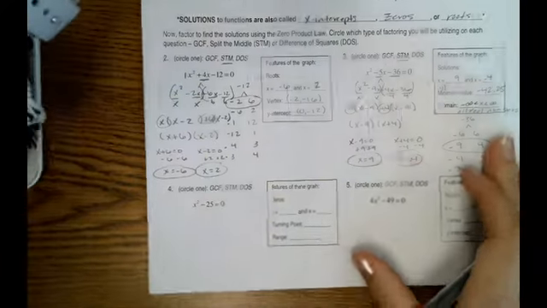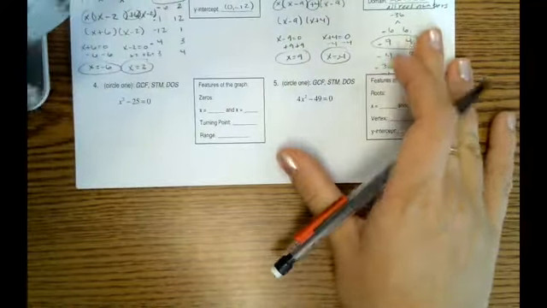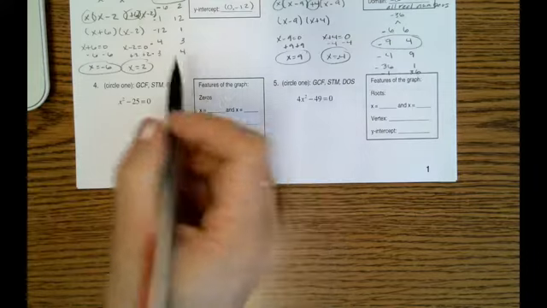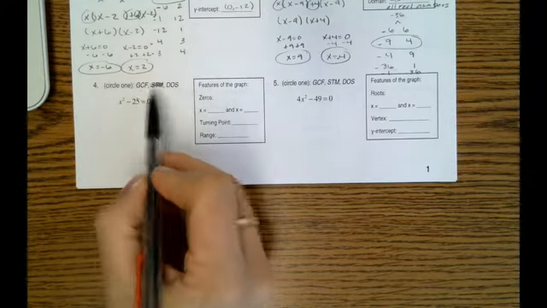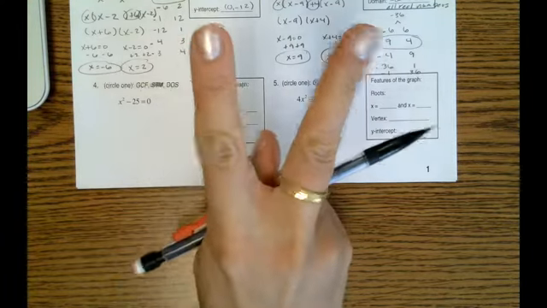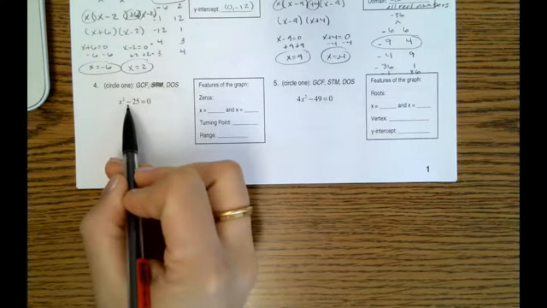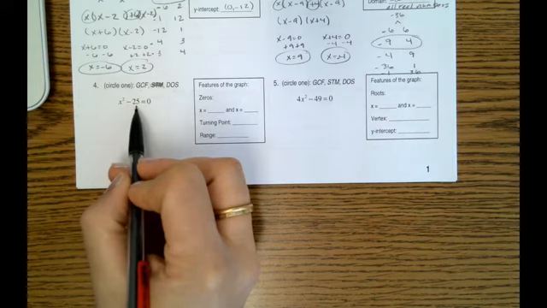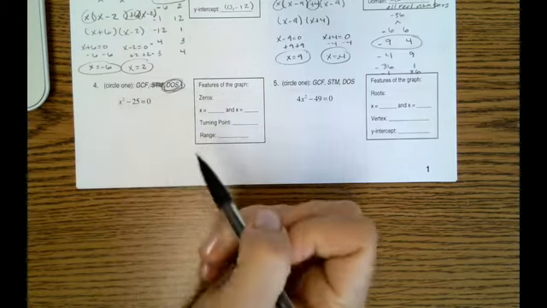All right, number 4. Okay, so this one has two different terms. So we know it's not going to be split the middle. It's going to be somewhere between GCF and difference of squares. So for difference of squares, we have to have two terms, and we have to have subtraction. And we have that. So we have two terms, we have subtraction, and 25 is a perfect square. We can take the square root of it, same thing with x squared. So this will actually be a difference of squares problem.